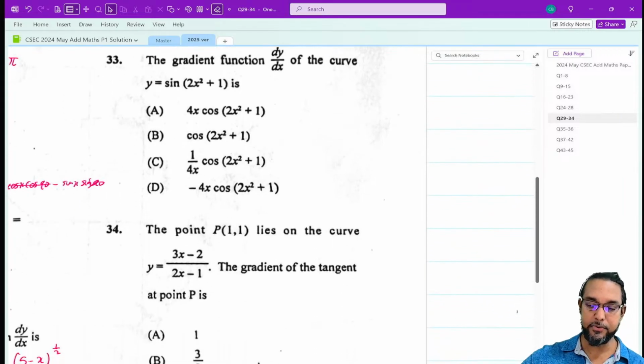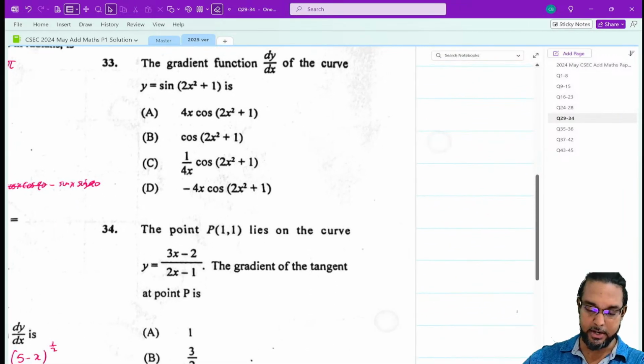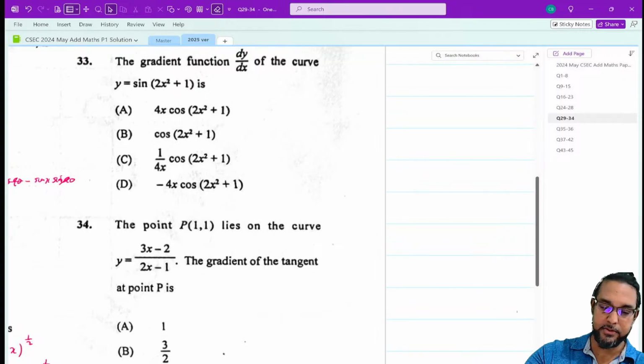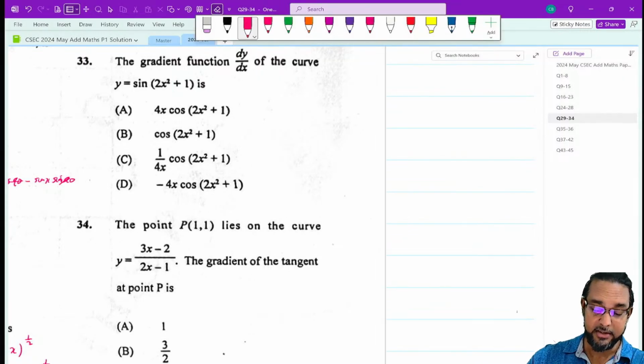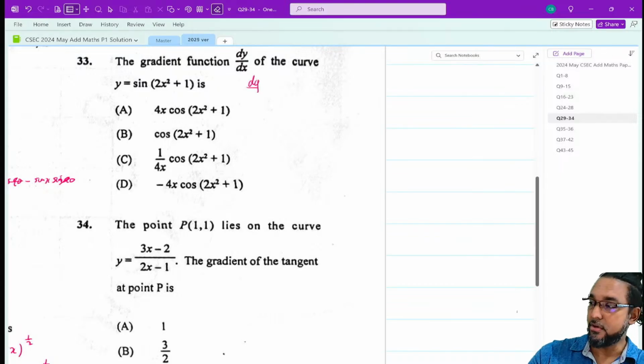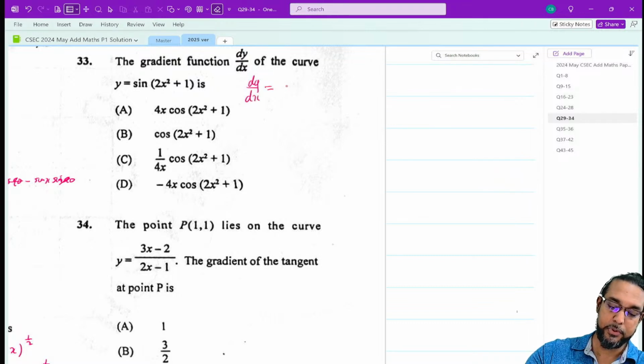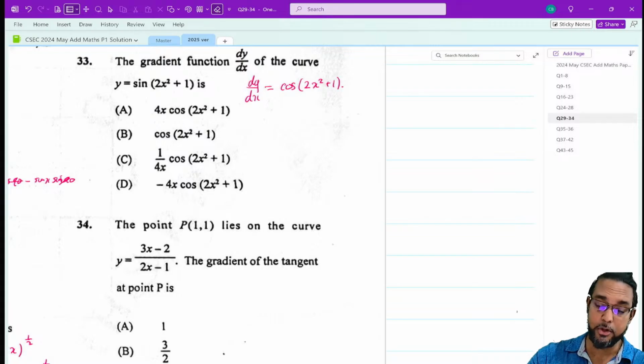All right, 33. The gradient function dy dx of this curve is, okay. Cool. So we have the derivative of a sine of an expression, right? When we find the derivative of this function, first things first, we have to find the derivative of sine, which is cosine. So that's just cosine of 2x squared plus 1. And we have to multiply, like we did just now, by the derivative of inside of the bracket.